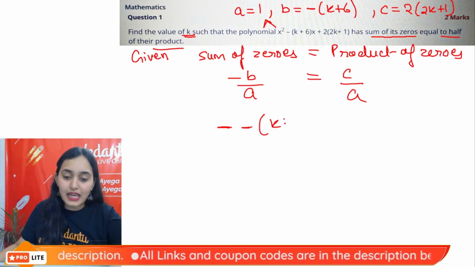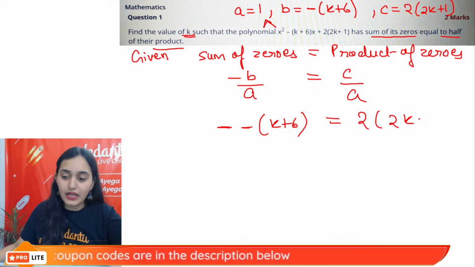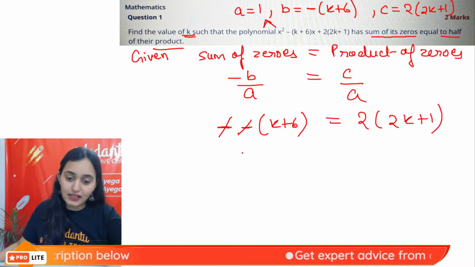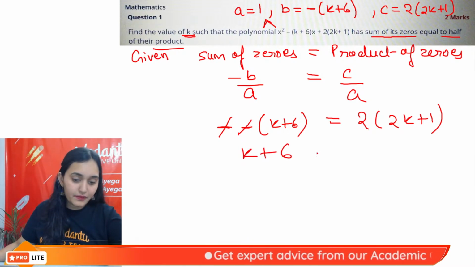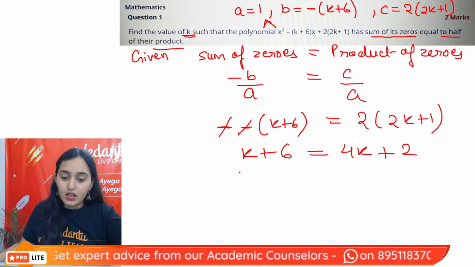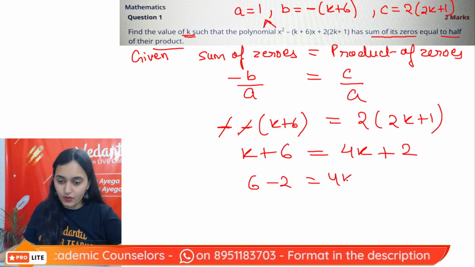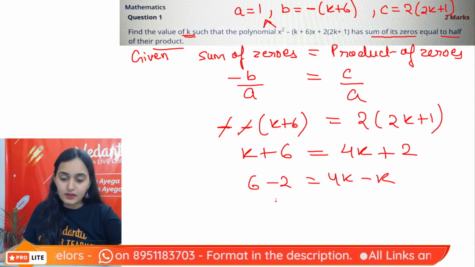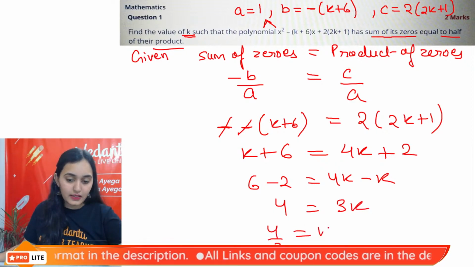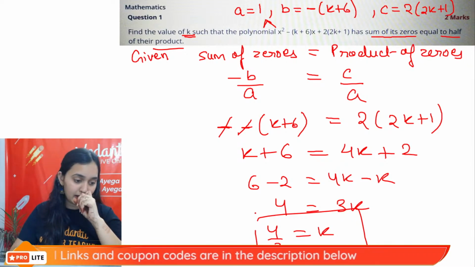Minus of minus k plus 6 is equal to 2 into 2k plus 1. Right? Minus cancel. K plus 6 is equal to 2 twos are 4k plus 2. Solve it. So it is 6 minus 2 is equal to 4k minus k. 6 minus 2 is 4. 4k minus k is 3k. So 4 upon 3 is equal to k. So simple. It is given in the question.